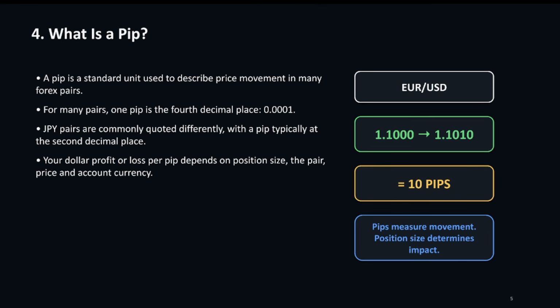JPY pairs are commonly quoted differently, with the pip typically at the second decimal. Your dollar profit or loss per pip depends on your position size, the pair price, and the account currency. So it's very important to identify what a pip is in the market. Like I said, you want to calculate it by the fourth decimal point of the price.